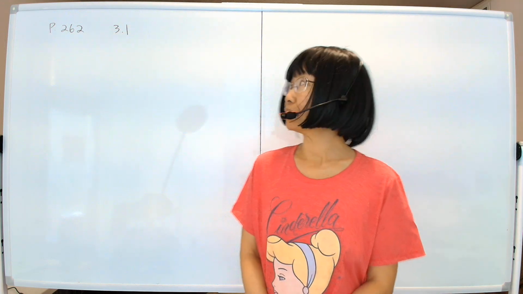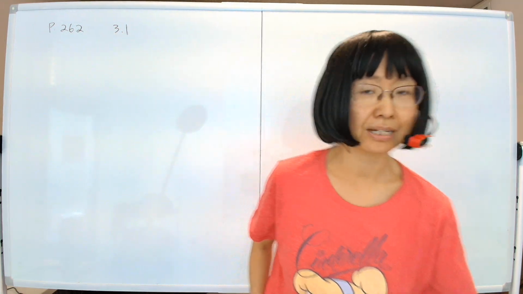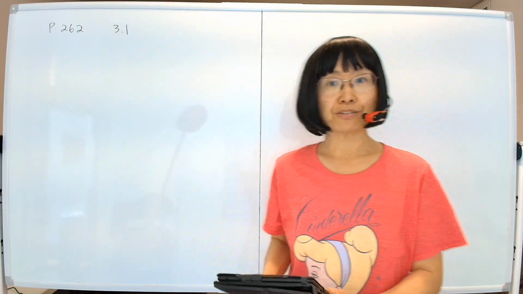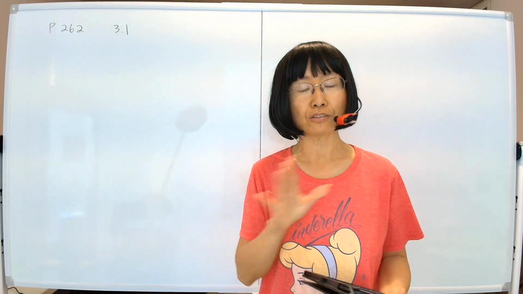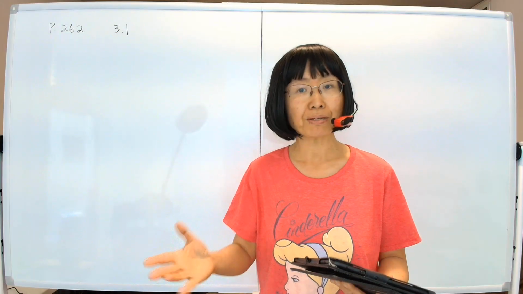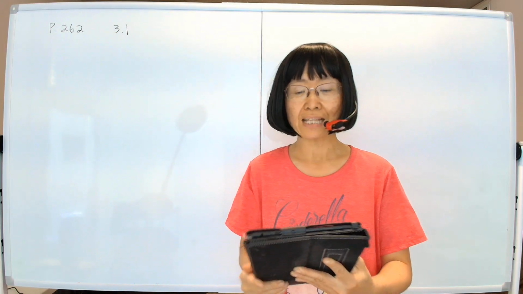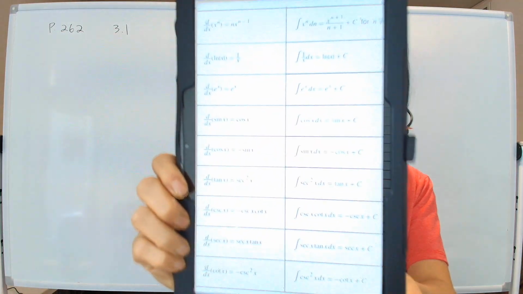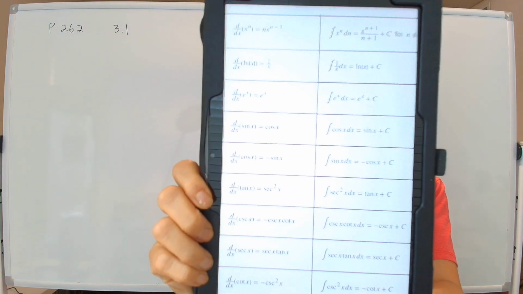Today we are going to do section 3 on page 262, but before we start, it is integration by parts, which requires you to do both differentiation and integration at the same time. Since those two are reverse operations, that can get confusing. So it's helpful if you get yourself this thing as part of your cheat sheet.